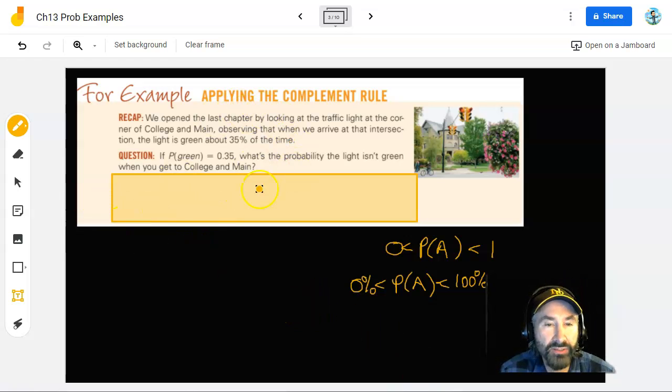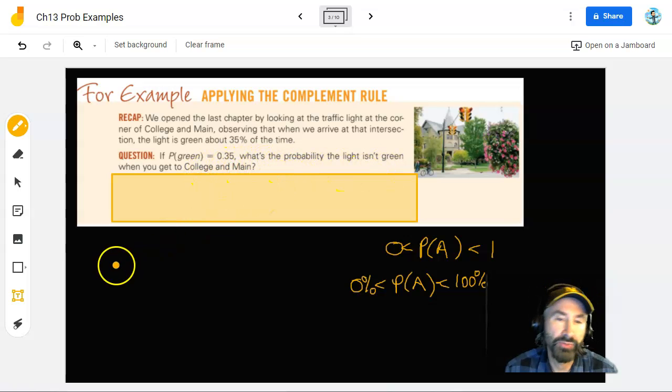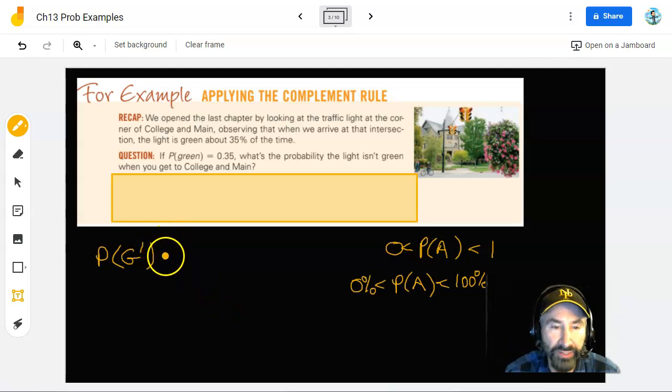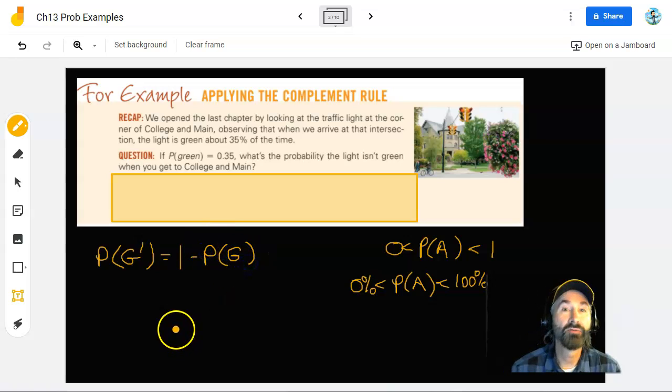So anyways, let's take a look at how we can use this knowledge plus the complement rule to answer a question. Observing that when we arrive at an intersection, the light is green about 35% of the time. If the probability of green is equal to 0.35, what's the probability the light isn't green? We use the complement rule. We would say the probability of, I could do lowercase g or uppercase, I kind of feel like uppercase, and we're going to say g prime, because that's the probability that the light is not green, should be equal to 1 minus the probability of g, that it's green.